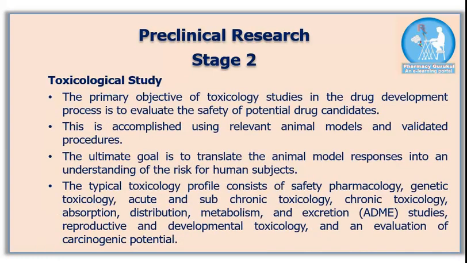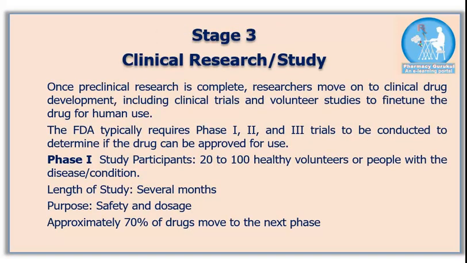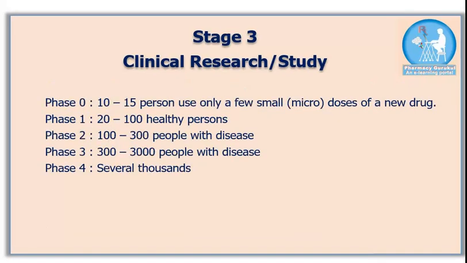Dear scholars, you can note down the main points of the toxicological studies mentioned on the screen. Once preclinical studies are completed, the sponsor or developer needs to submit an investigational new drug application to the FDA to get approval for clinical trials. If the FDA approves the investigational new drug application, then researchers can move to stage 3, I mean the clinical research process. The goal of a clinical trial is to determine if a new drug is effective to treat disease safely.